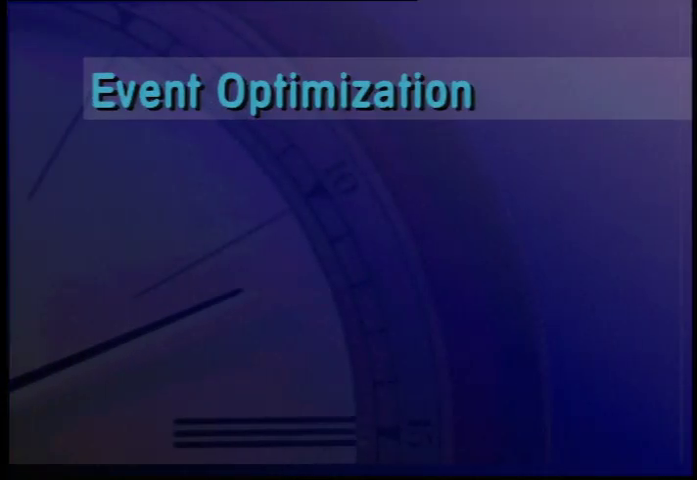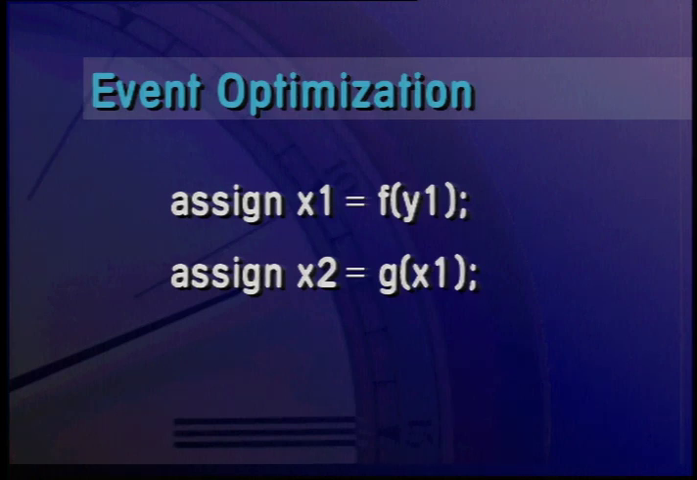The next most important performance-related strategy is event optimization. Here is an example of reducing events by combining them. In many simulators, this would be done with two events, one to evaluate x1 and the second to evaluate x2 as a result of the propagation of x1. In VCS, the second event will be inlined into the propagation routine of x1, so there is only one event executed.